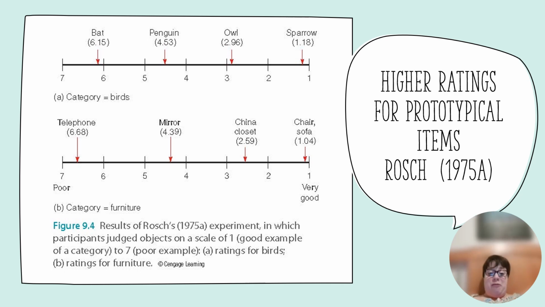The results were that for some of the objects in the two different categories shown, the 1.18 rating for sparrow reflects the fact that most people would agree that a sparrow is a good example of a bird, and the 4.53 rating for penguin and 6.5 rating for bat reflects the fact that penguins and bats are not considered good examples of birds. Similarly, chair and sofa are considered very good examples of the category furniture, but mirror and telephone are considered poor examples. So the idea that sparrows are a better example of bird than penguins or bats is not very surprising. But Roche went beyond this obvious result by doing a series of experiments that demonstrated differences between good and bad examples of a category.